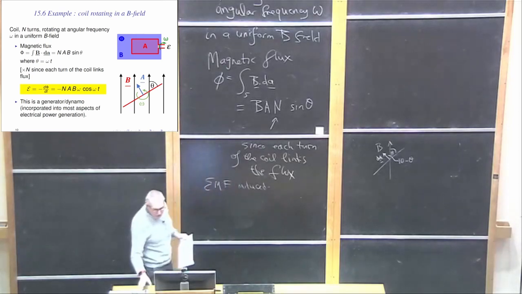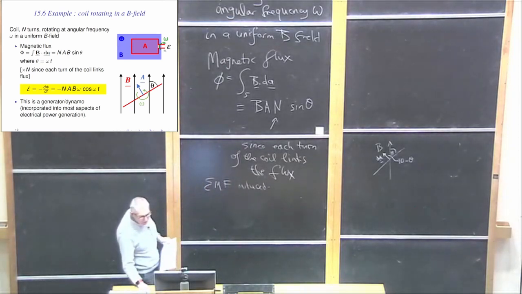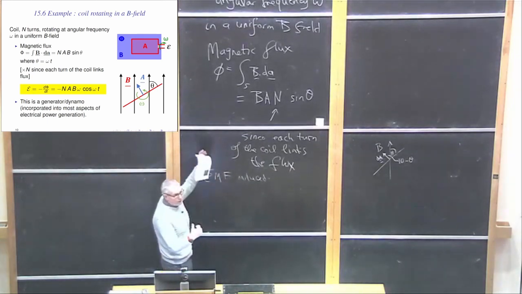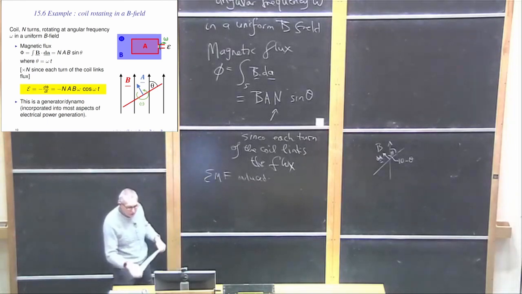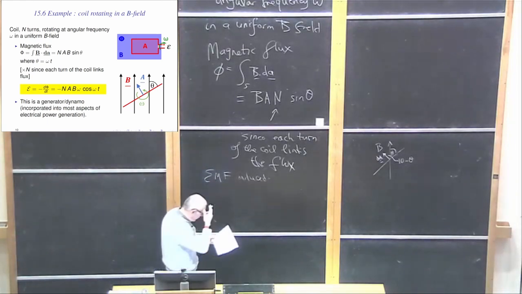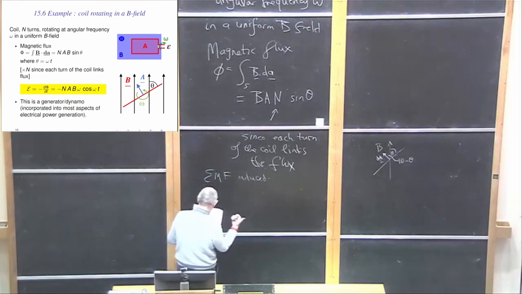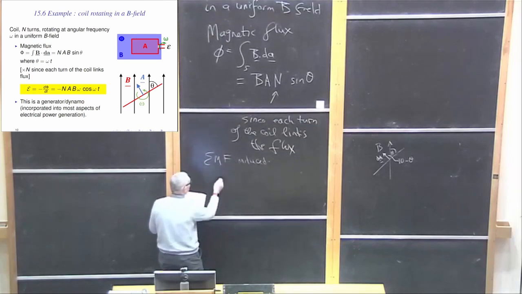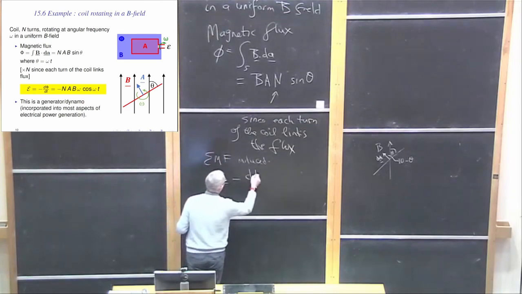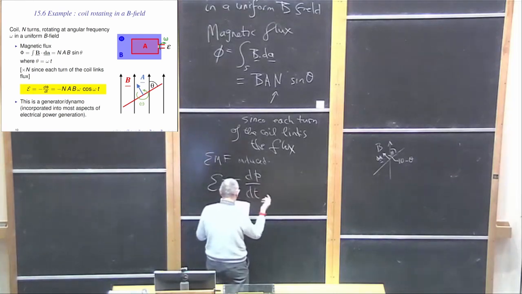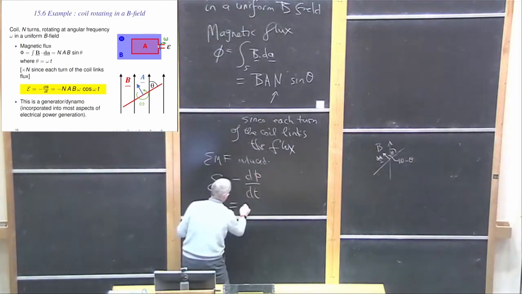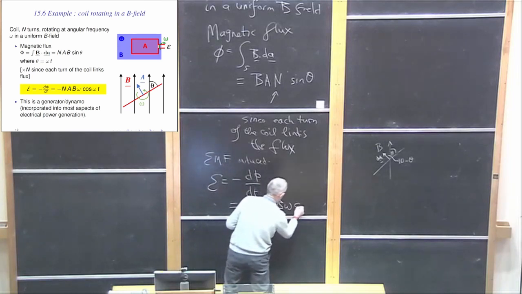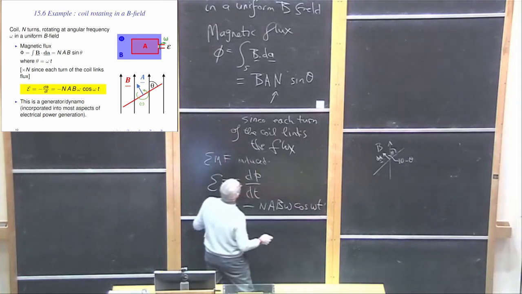The EMF induced appears across here. The positive and the negative charges will migrate to the ends due to the Lorentz force. So this is minus d phi by dt. I just differentiate this: minus NAB omega cosine omega t.